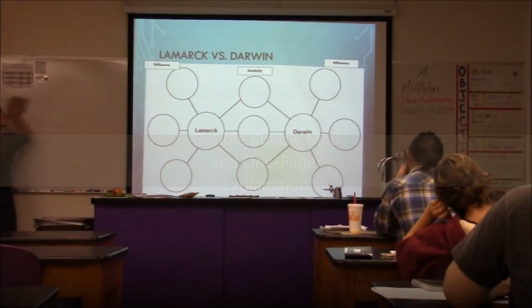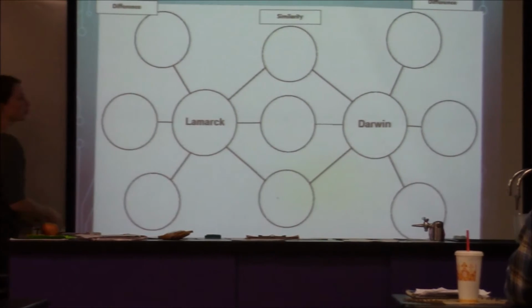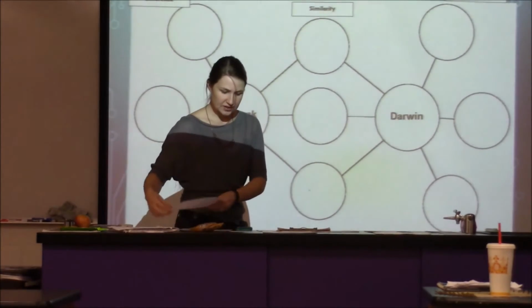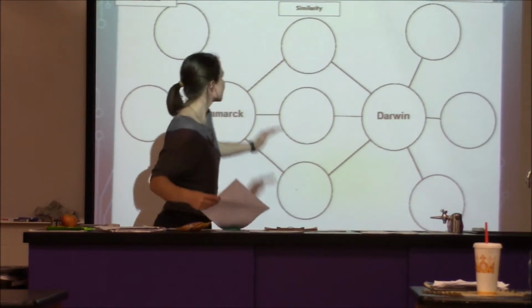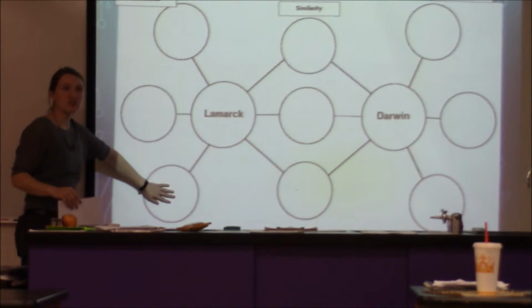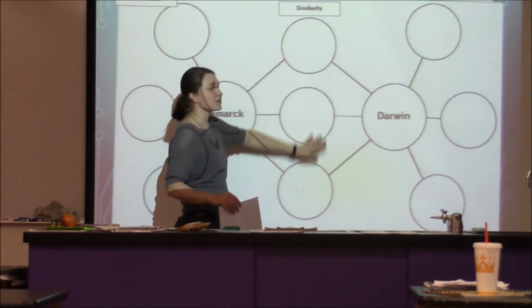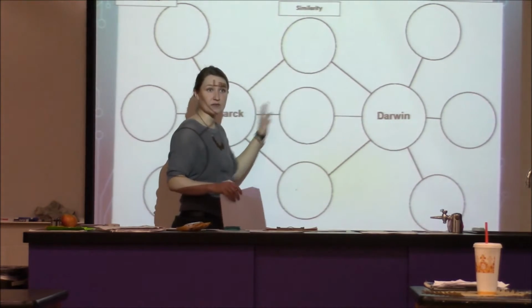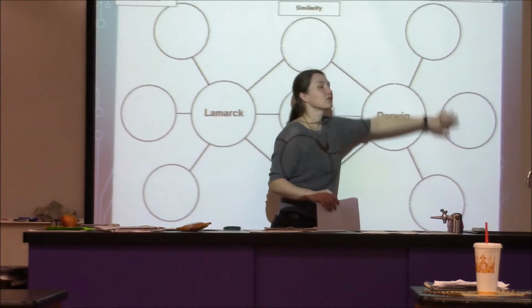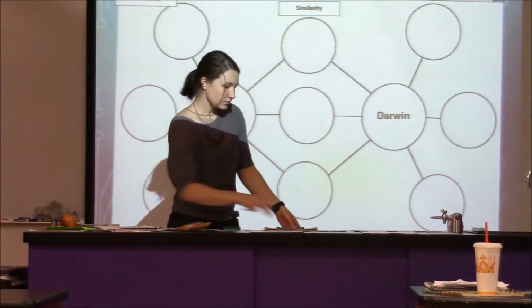This is pretty much just a compare and contrast kind of thing. With Lamarck and Darwin, I want you guys to use your notes to fill this in. The three on the far left are what Lamarck believed that was different, the three in the middle are what they both believed, and the ones on the far right are what Darwin just believed. Okay?